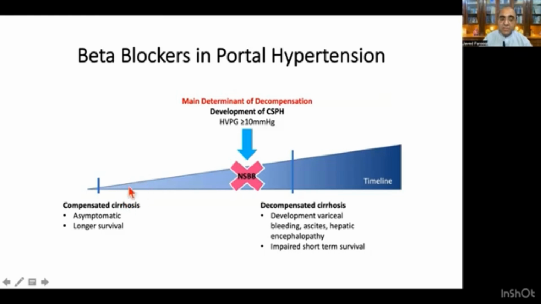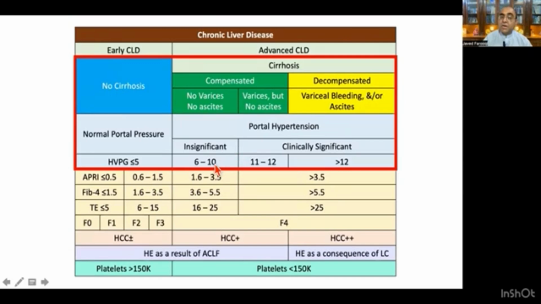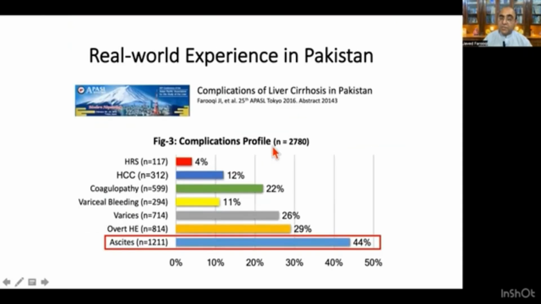We also discussed this in the last part, that when a patient is in compensated cirrhosis, the patient remains asymptomatic and has a longer survival. But when a decompensation event happens, like the bleeding or ascites, then the patient's survival is severely compromised. And the reason for the patient becoming decompensated is the development of the clinically significant portal hypertension, which is more than 10.